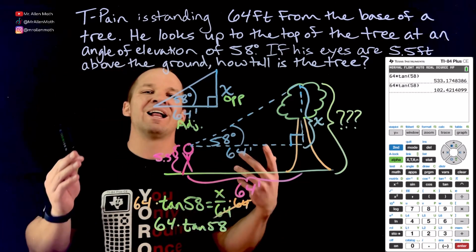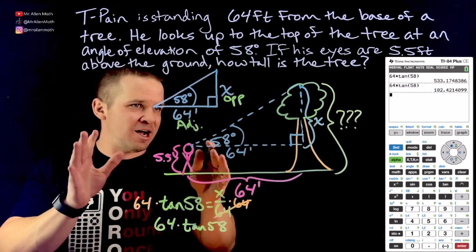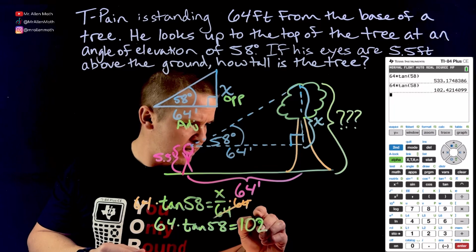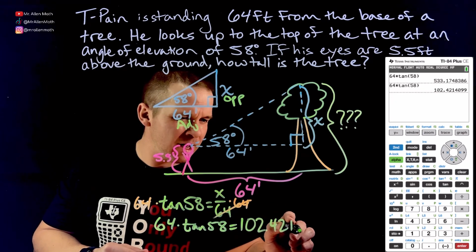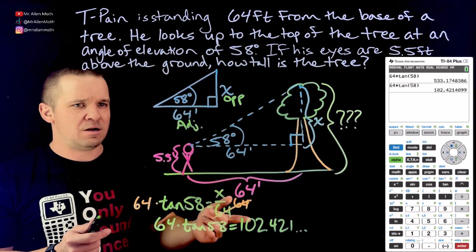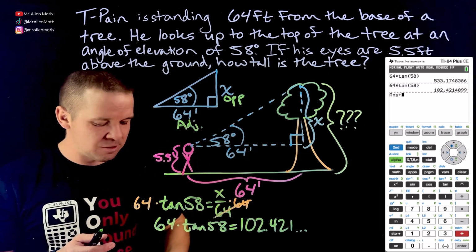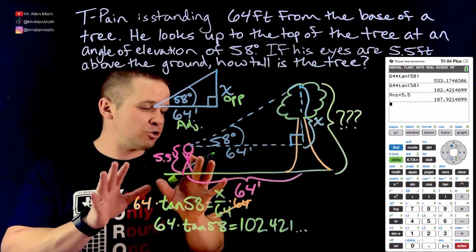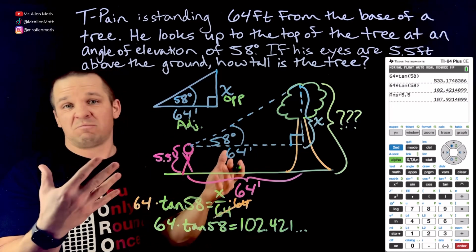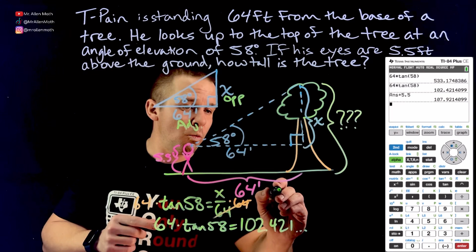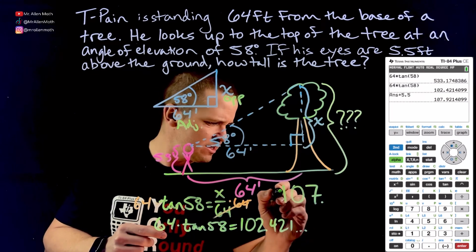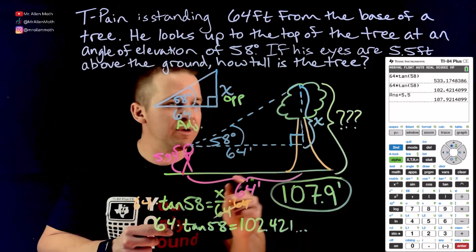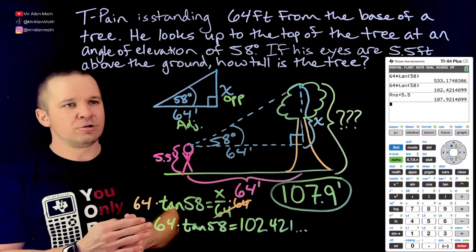Definitely seems a little more logical for the height of this particular tree. So that's 102.421. Now, am I done yet? I got to add in that 5.5 feet. So plus 5.5, hit enter. Final answer now of the height of my tree. We'll round to one decimal place: 107.9 feet. That would be the height of that tree.